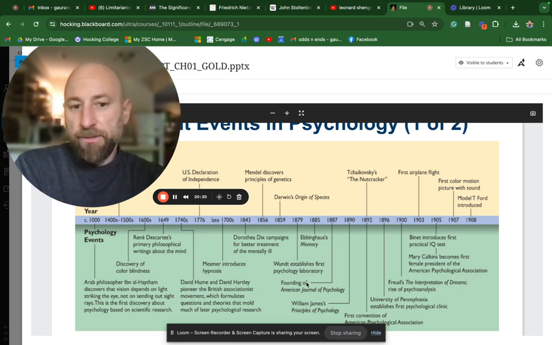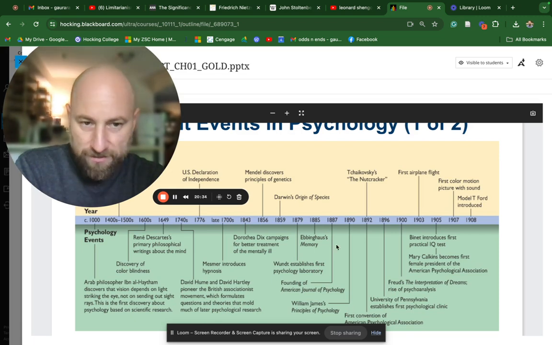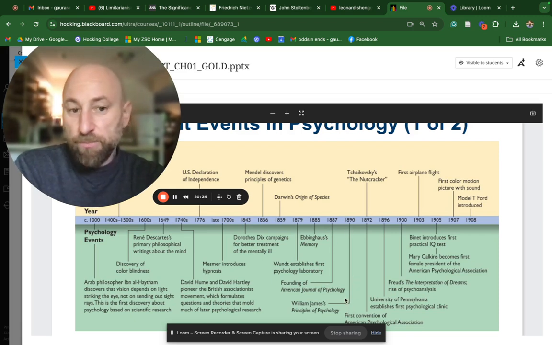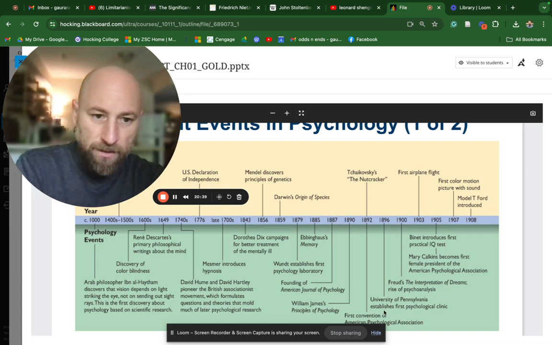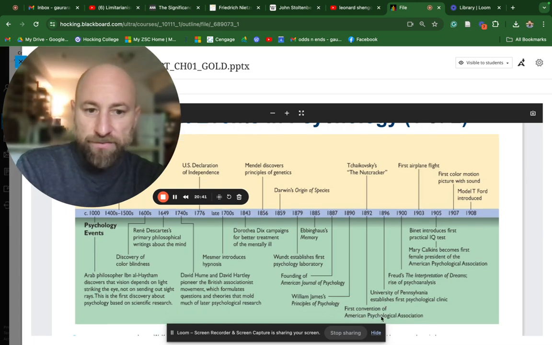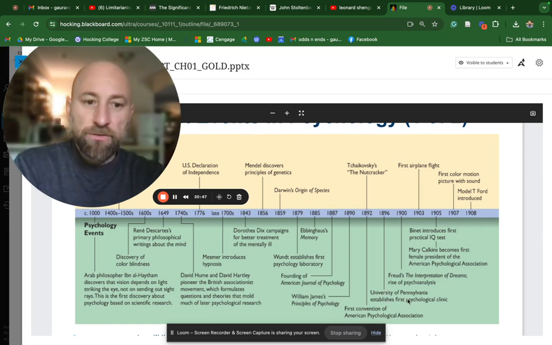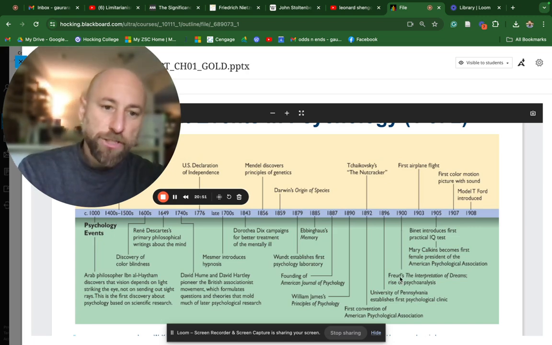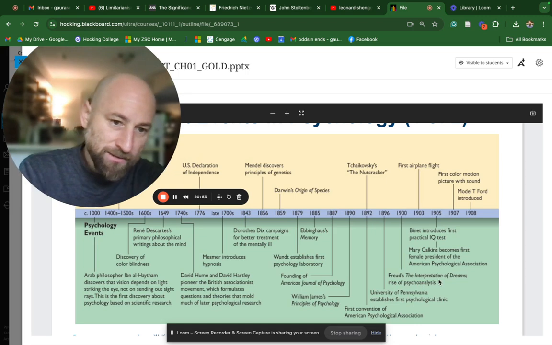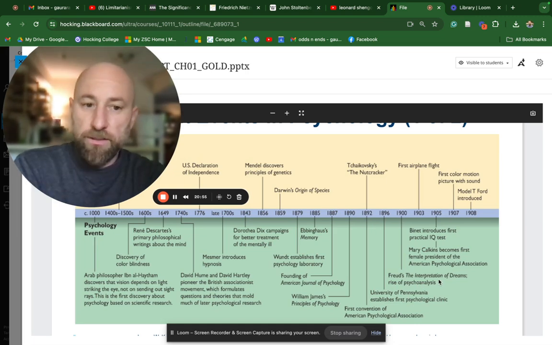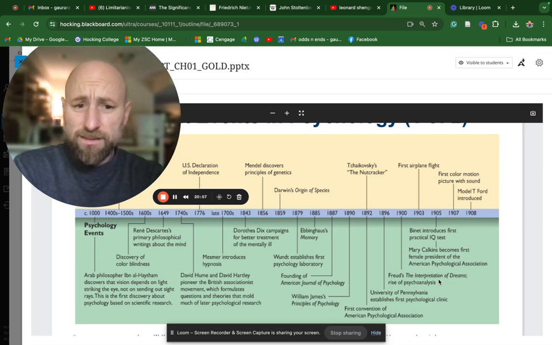1887, founding of the American Journal of Psychology. 1890, William James's Principles of Psychology. 1892, first convention of the American Psychological Association. 1896, University of Pennsylvania establishes the first psychological clinic. 1900, Freud's Interpretation of Dreams, The Rise of Psychoanalysis, is published. So a lot of stuff is happening.